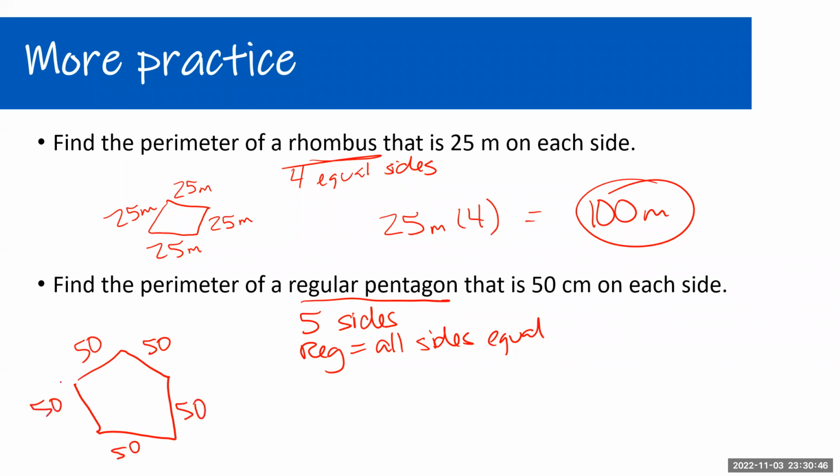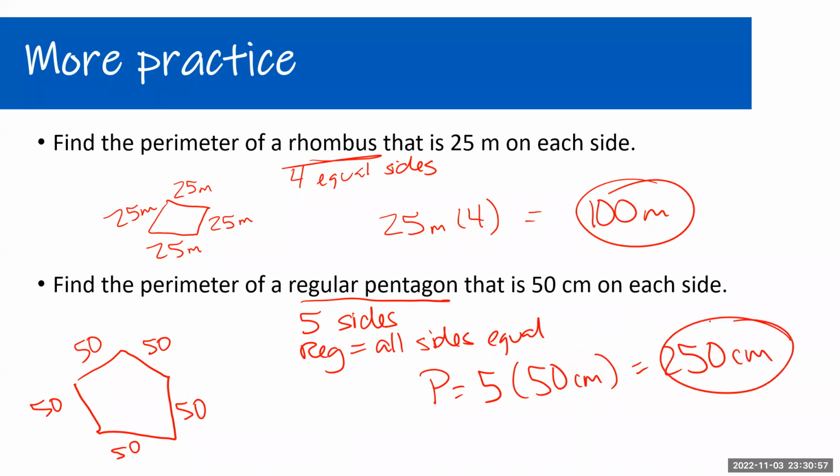And some of you wouldn't want to draw it. You just want to know that your perimeter is going to be 5, because all sides, times 50 centimeters, which is going to give us 250 centimeters as our perimeter.